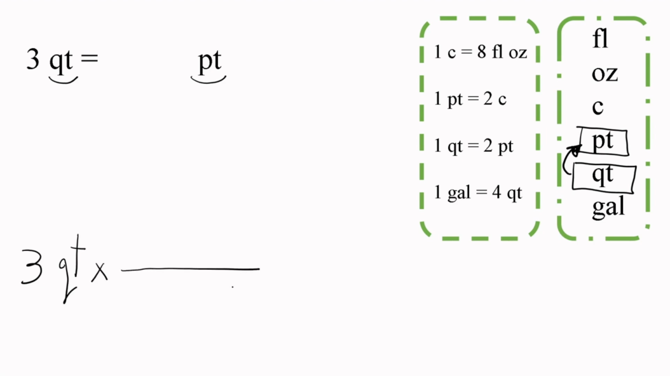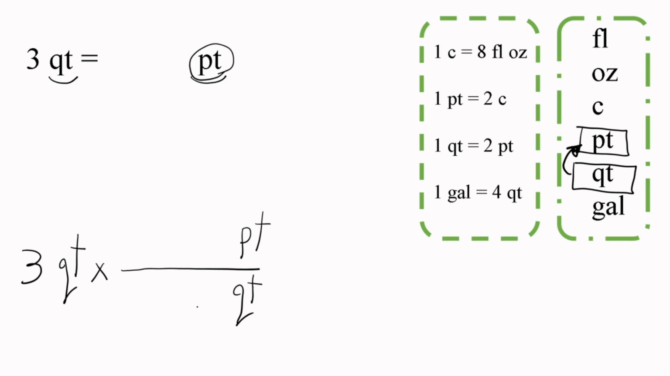The next denominator will be the previous numerator, which is quart here. And I must go one step smaller. One step smaller than quart is pint, as you can see. So I'm going to write PT here. Should I stop or should I continue? As you can see, the desired unit is PT or pint, so I must stop.